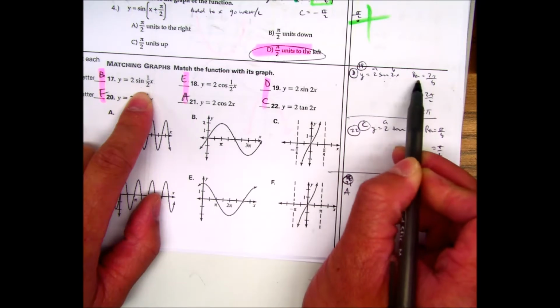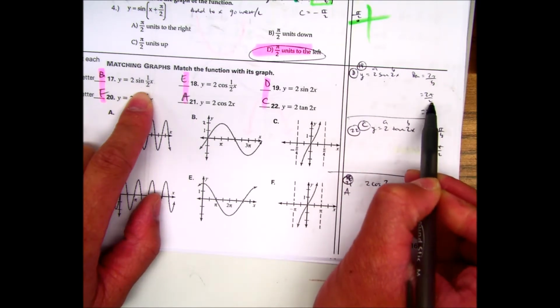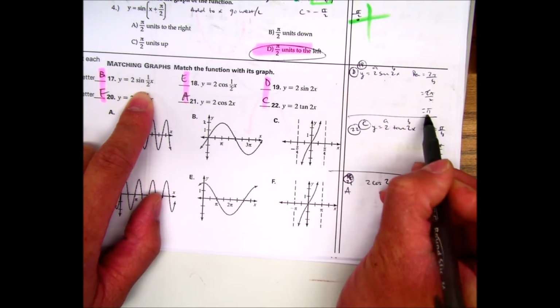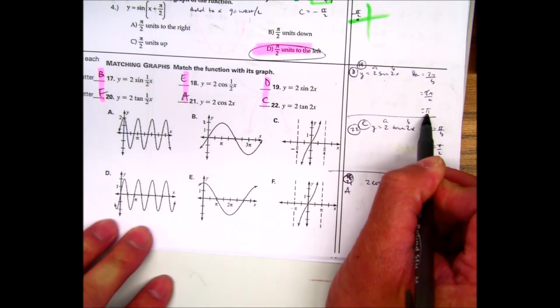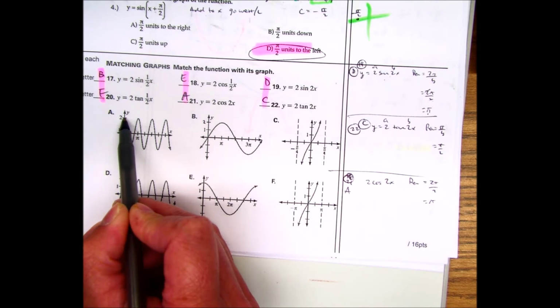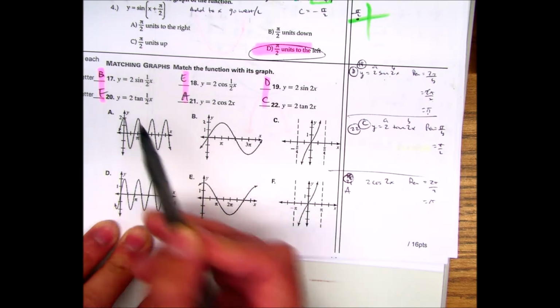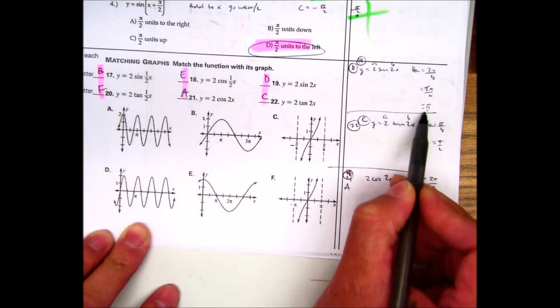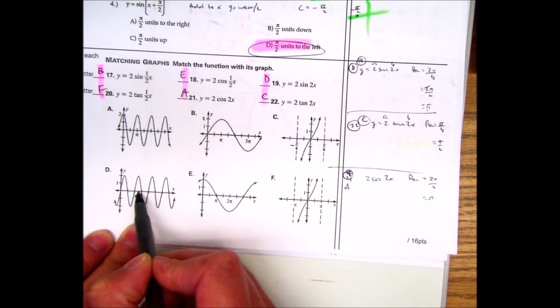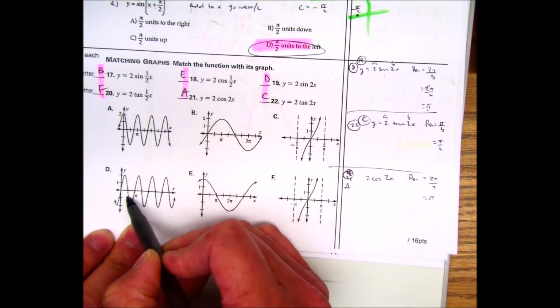For sine, the period is 2 pi over b. So if I put a 2 here, I'm canceling the 2's. My answer is pi. That means a sine graph has to finish by pi. Well, this one starting up here, ends up here, that's cosine. This one looks like sine. And this one needs to finish by pi, so the answer for number 19 is D.